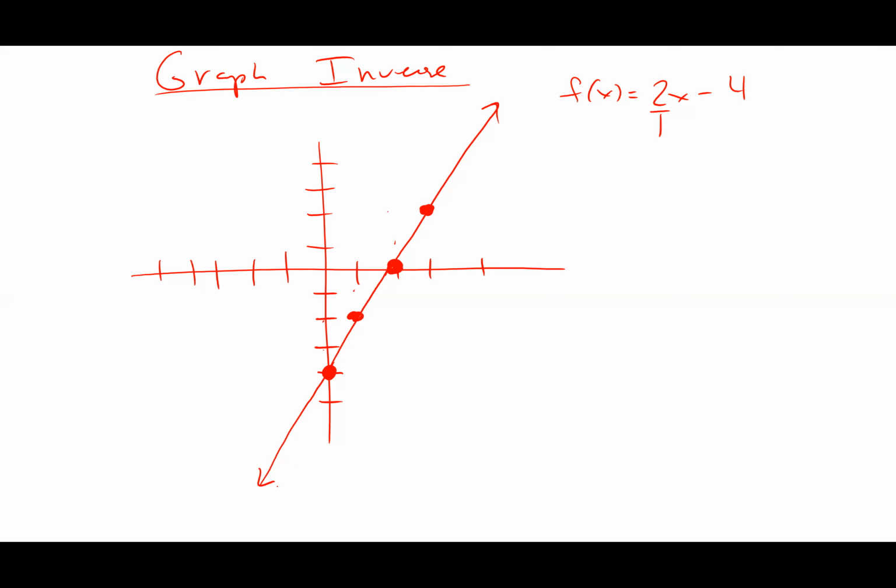Okay, so let's see. Hey, you know what? This is interesting. People might even stop here. This guy and this guy. This guy is a 2, 0. Is that true? This is a 0, negative 4. This guy is 1, negative 2. True. And this guy is 3, 2. Everybody agree there? Let's do one more.